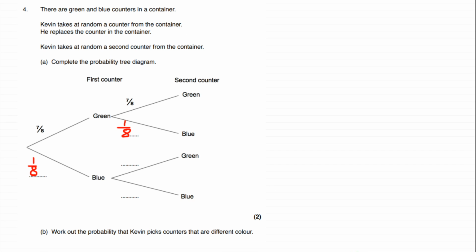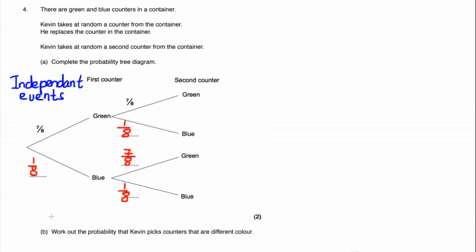Now, the next part of the tree is really where we need to pay attention. We're told that he replaces the counter in the container. So what does that mean? It means that the sample space, another way to define a sample space is the set of all possible outcomes, doesn't change, okay? Which means that the probabilities won't change. So the probabilities remain constant. Another way you can define these events is as independent events, okay? So the probabilities stay the same.